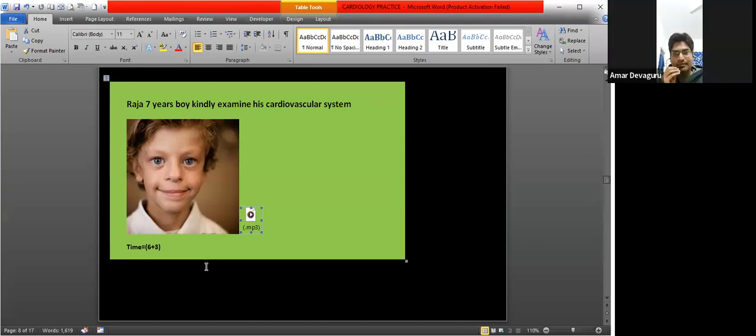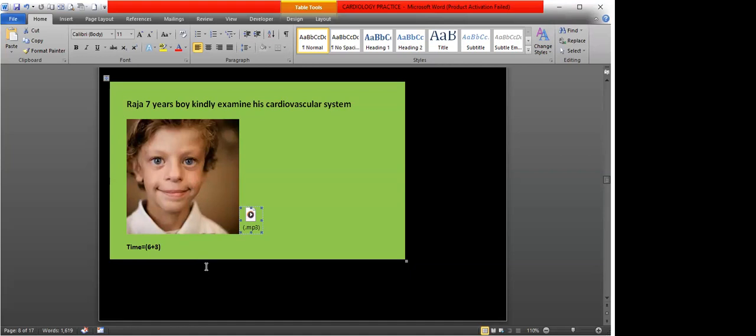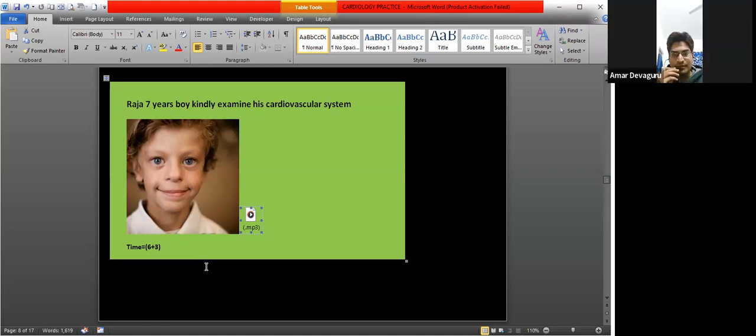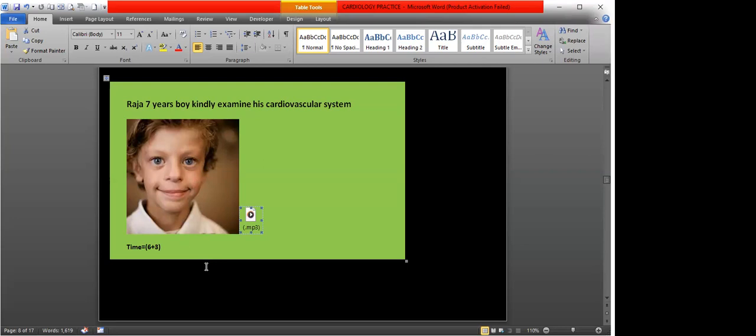The child has some dysmorphic features suggestive of Williams syndrome, sir. Okay, that's great. On auscultation, the signs are suggestive of pulmonary stenosis. Okay, so what are the other DDs of this murmur here?